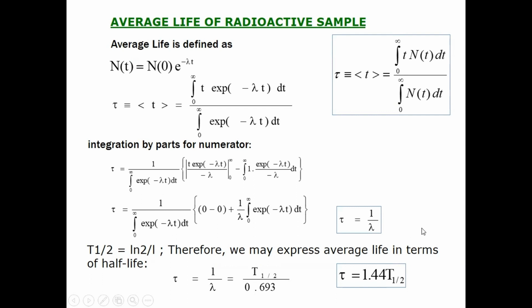Now we know very well that lambda and half-life have a relationship. The half-life is equal to natural log of 2 divided by lambda. Therefore, we can express the mean life as 1 over lambda, and lambda equals natural log of 2 divided by the half-life, which comes out to be 0.693, and 1 over 0.693 is 1.44, which means that the mean life is approximately 1.44 times the half-life.